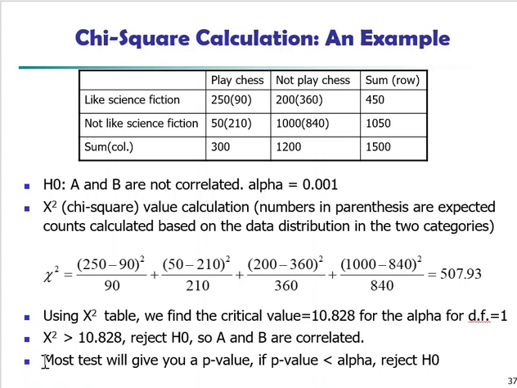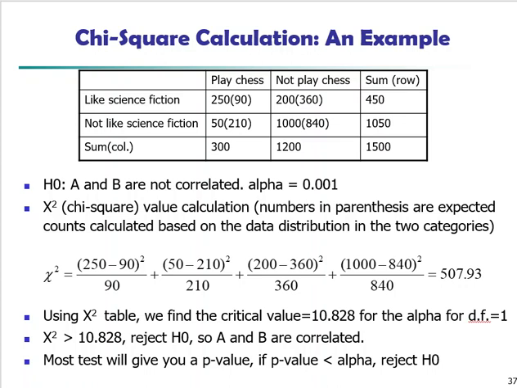When we don't use the table, for example using R, most test functions will give you a p-value, which basically tells you the probability of seeing a chi-square value of 507. If the p-value is smaller than your alpha, then you can reject the null hypothesis. So the critical value and the p-value are just two different ways to help you decide whether to accept or reject the null hypothesis.